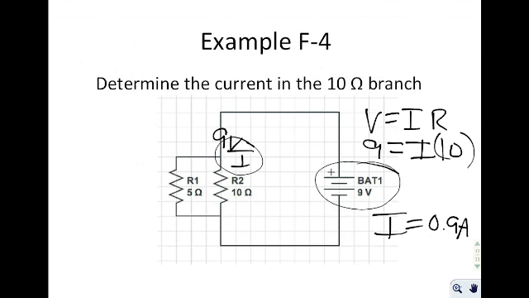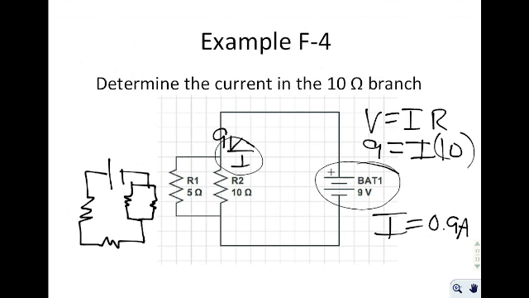Now, that's it for this particular lecture. I would encourage you to take a look at how you can combine series and parallel resistors together. In other words, what would happen if I had something like this? Is it a series circuit? Is it a parallel circuit? Well, it depends on how you look at it.